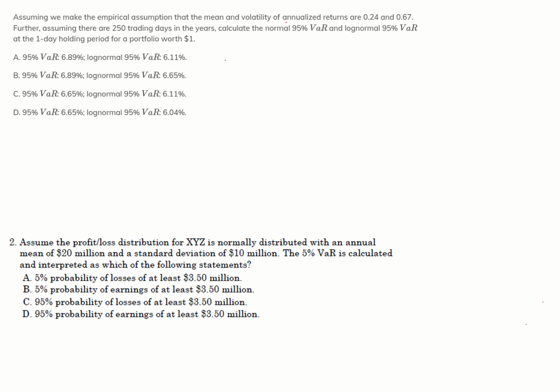Assuming we make the empirical assumption that the mean and volatility of annualized returns are 0.24 and 0.67. Further, assuming there are 250 trading days in the year, calculate the normal 95% VaR and log normal 95% VaR at 1 day holding period for a portfolio worth $1.